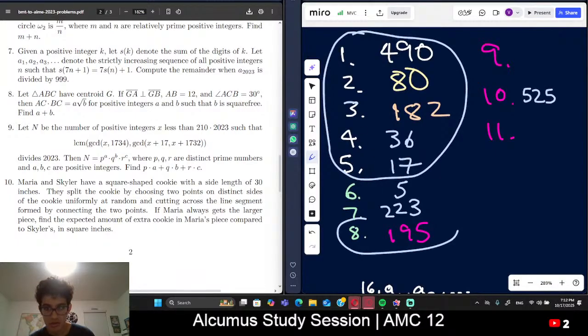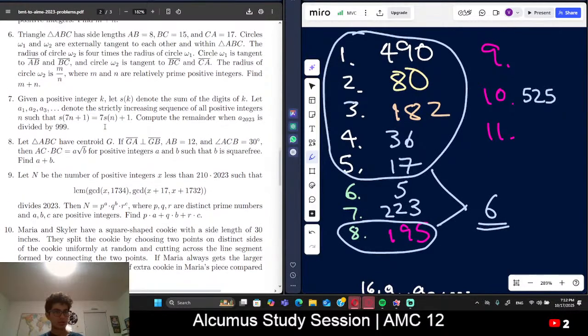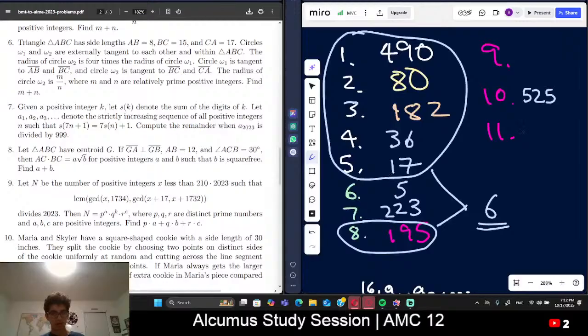We got 8 correct. We didn't try 9 or 11. So this is like a final score of 6. Not terrible, but not good either. I want to see 6 now because I want to try 6 again.